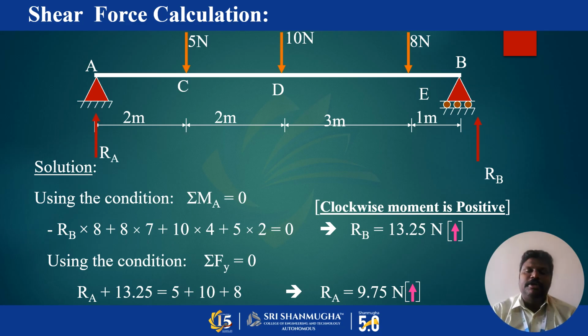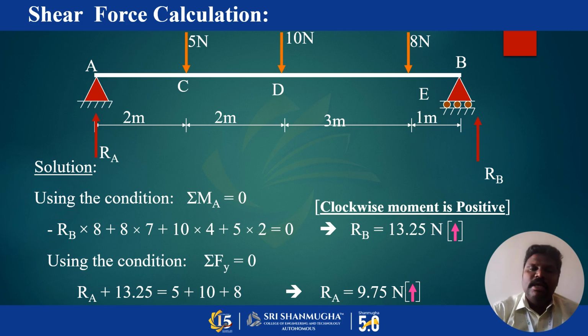So before getting to it, first I have to calculate the reactions for the corresponding beam because it is simply supported. While calculating the reactions at the supports A and B, I have to use the three equilibrium equations. The first one is summation of horizontal force equal to 0. Here in this case there is no horizontal force, so this equation cannot be used.